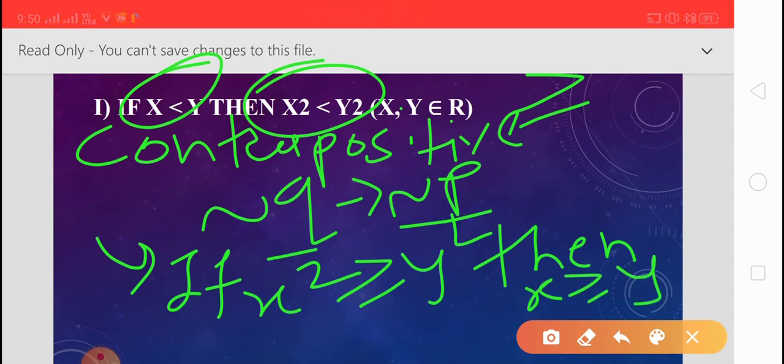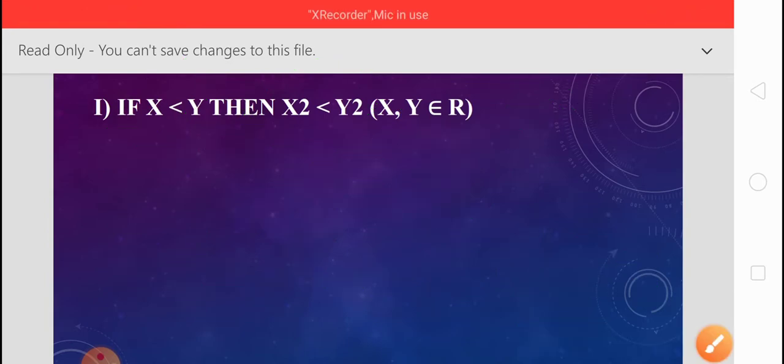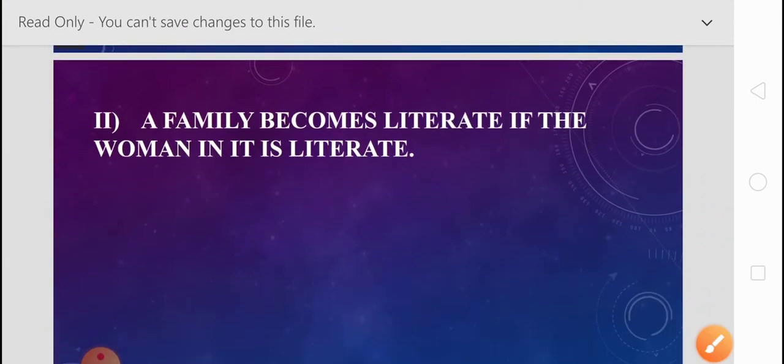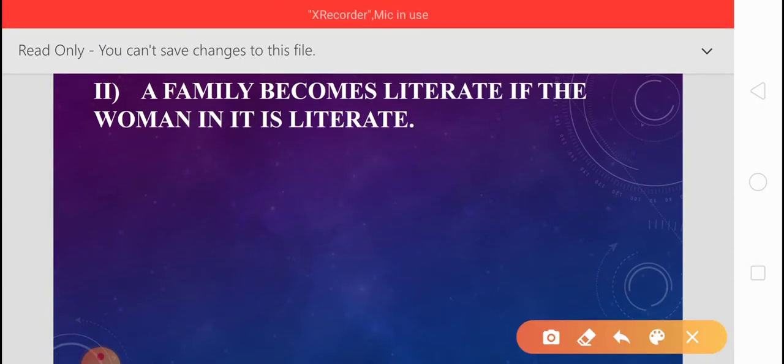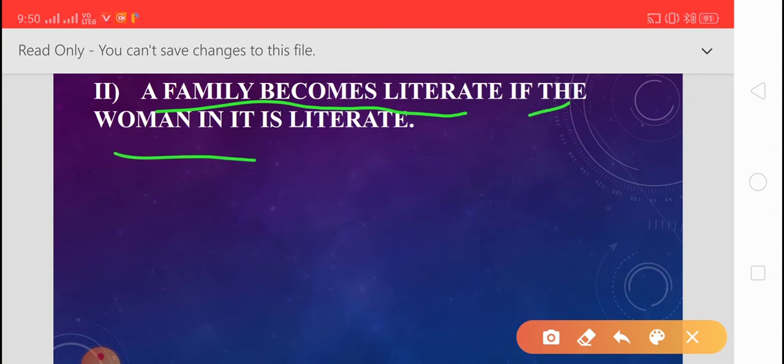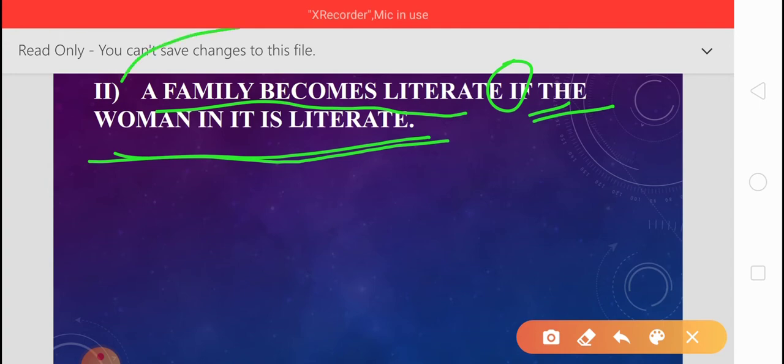This is the contrapositive. Similarly we take one more example. See this question: a family becomes literate if the woman in it is literate. It means we are again given a compound statement in implication form, because the statement after if is p and the remaining statement is q.